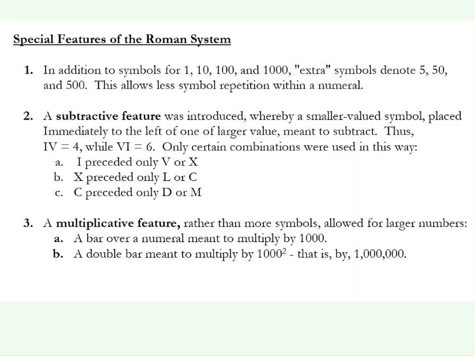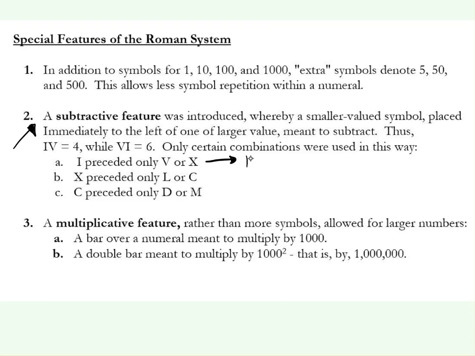So before we look at our next example of 49, we're just going to look at the details of the subtractive feature that we've been talking about. Not only do we have what we talked about before, where if you write a smaller number before a larger number, you subtract them, and that's how we get 4, there's additional rules that you can't do that with any digits. The digit for 1 can only go in front of the digit for 5 or the digit for 10. So I can't put the digit of 1 in front of 50 and make it 49. That didn't work within their system.